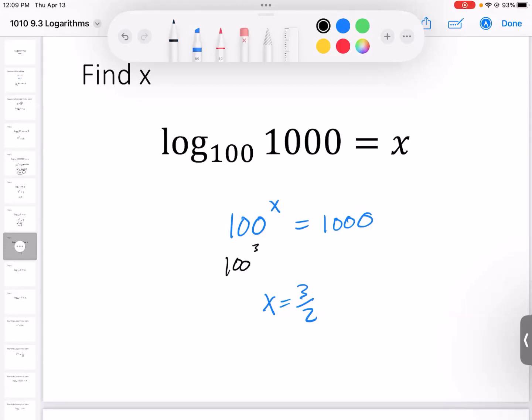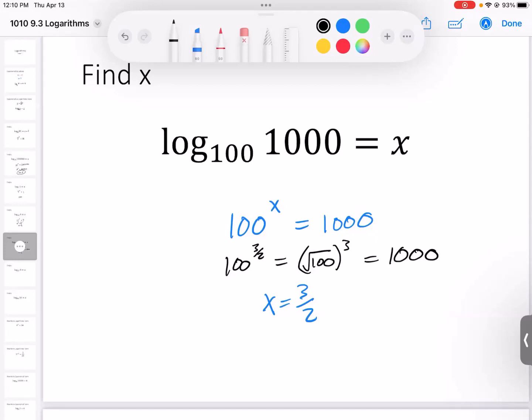So if we do 100 to the 3/2 power, we can think about this as the square root of 100 cubed. Because remember, the bottom part of a fractional exponent tells us the type of root it is. So raising 100 to a half power is a square root. And then the top part of the fraction just works like a regular exponent. And if we do the square root of 100 cubed, does that equal 1,000? Yep, because the square root of 100 is 10, and 10 times itself 3 times will equal 1,000.